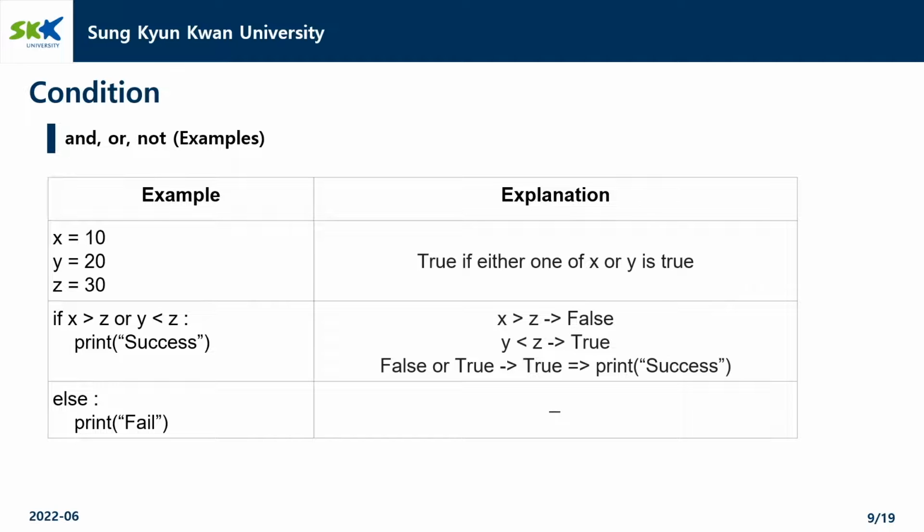Let's understand and, or, not by looking at some examples. When we execute the statement if x is larger than z or y is smaller than z, then print success, the result will be success. The reason is that x is larger than z is false and y is smaller than z is true. It is true by or.